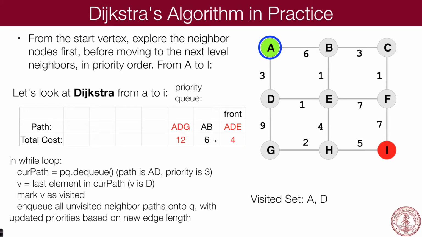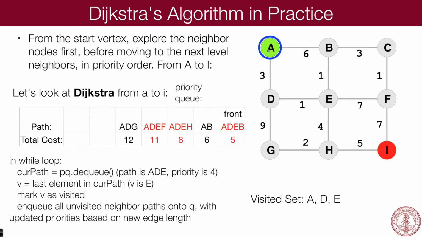All right, so we're going to dequeue ADE. ADE comes out, it had a priority of 4, and now E is the last element in that path, and therefore we can now look at the neighbors of E. You look at E, and we've got EB, and EF, and EH, and we have to put all of the paths up to that point in there. So we're going ADE, and then let's put in ADEB.